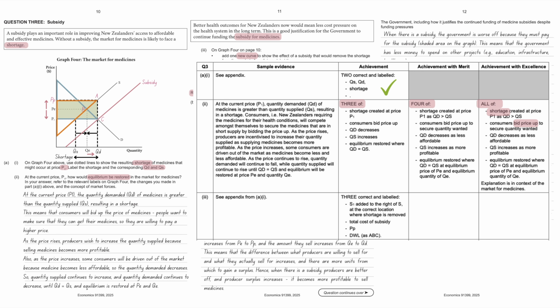And then we say that quantity demanded decreases as it becomes less affordable. And then we say that quantity supplied increases as it becomes more profitable. So note that you don't just say quantity demanded or quantity supplied increases or decreases, but you say why as well. And then you say that the equilibrium is restored where quantity demanded equals quantity supplied at the equilibrium price PE and equilibrium quantity QE. The equilibrium is where quantity demanded equals quantity supplied, and it's where you have PE and QE. Note, something important here is that every time we say quantity demanded or quantity supplied, make sure you include that word quantity and you don't just say demand or supply.